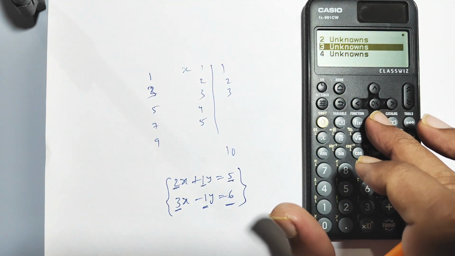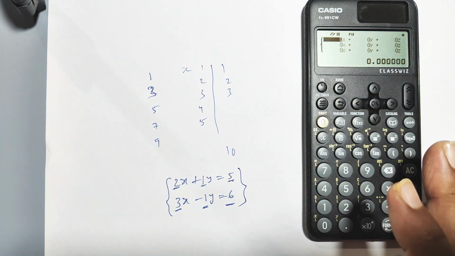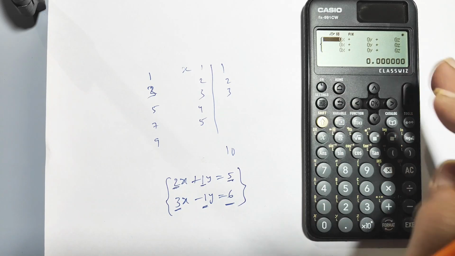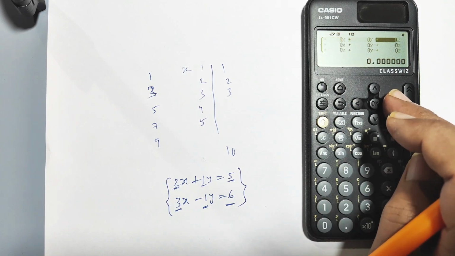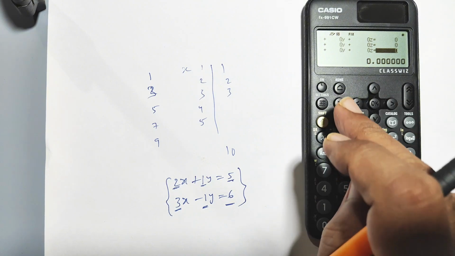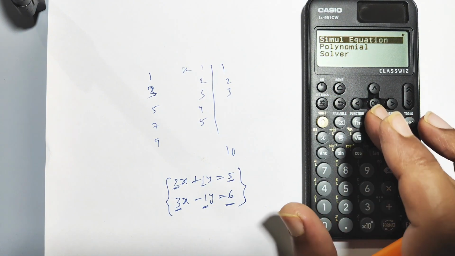And you can also solve a system of simultaneous equations with 3 unknowns. So you need 3 equations and you have 3 unknowns. You have to enter these values here, A, B, C, D, right? And finally press enter or execute. You will get the values of x, y, z.